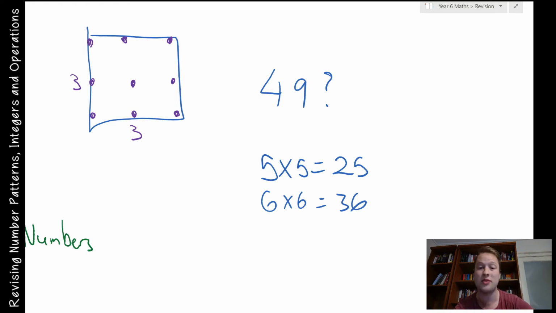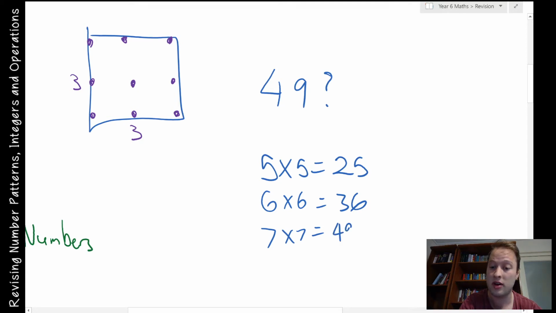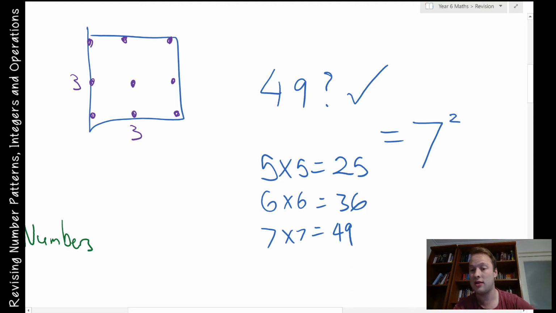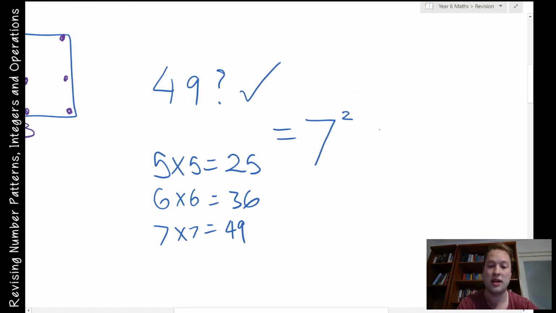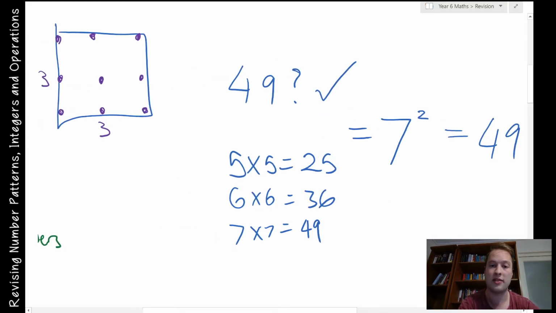Remember, a square number is a number times itself. So let's try 7 times 7, and that equals 49. Wonderful. So 49 is a square number because 7 times 7. I'll also write it as 7 squared. This little 2 on the top, or power of, just means that it's timesing itself. So 7 times 7 equals 49. That's what a square number is.